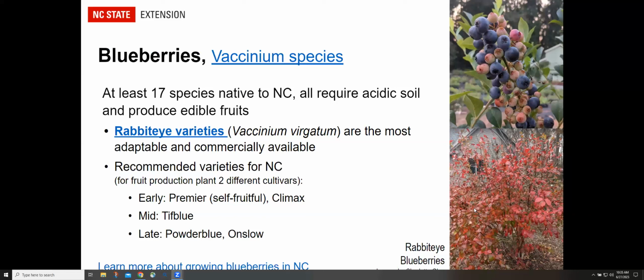And then last of all, if you want berries, why not go with blueberries? They actually can make quite a nice landscape shrub, and you can get some edible fruit, although often the birds get more of the edible fruit than you do unless you take measures to barricade them from the birds. But they are in general nice landscape plants, and we actually have over 17 species of Vaccinium native to North Carolina. Some of them stay short, some of them get really tall. The ones we typically grow for fruit production in home gardens are called the rabbiteye blueberries, and they are ripening right now. This is actually a picture from my yard.